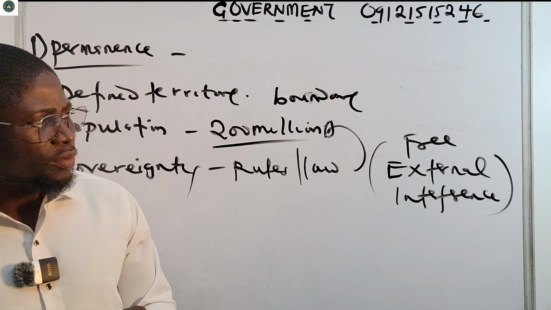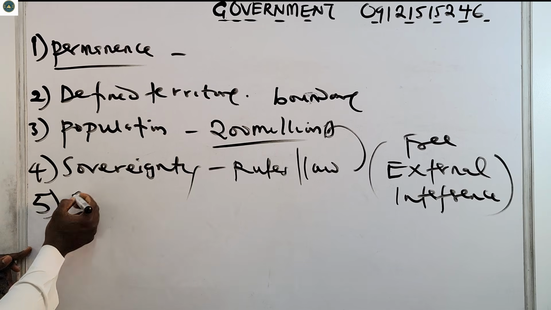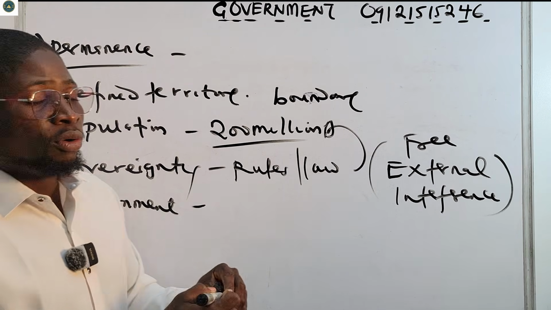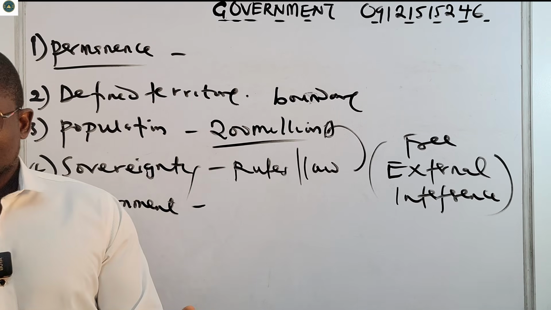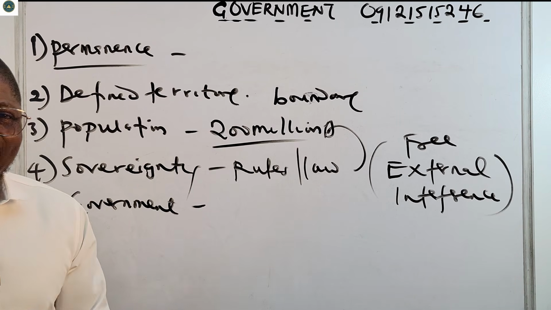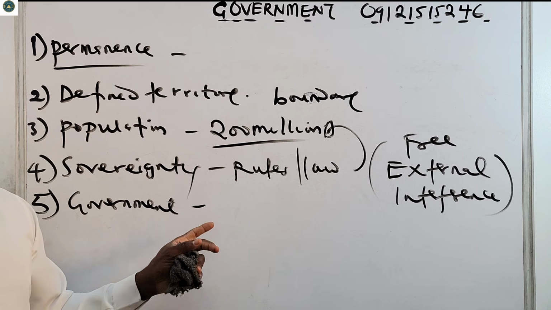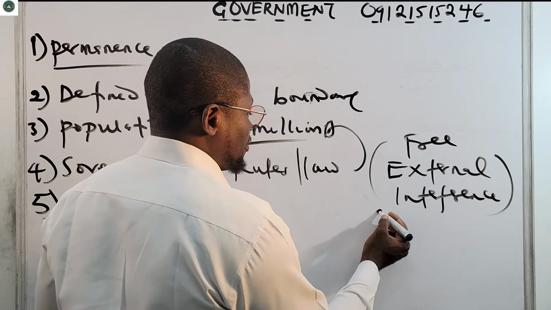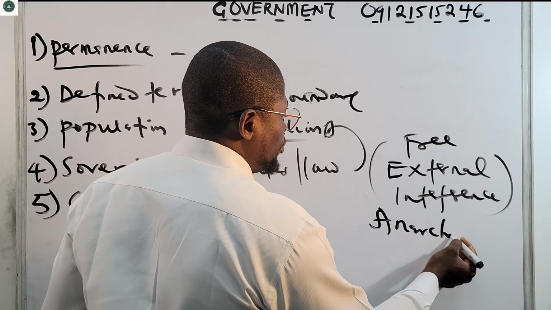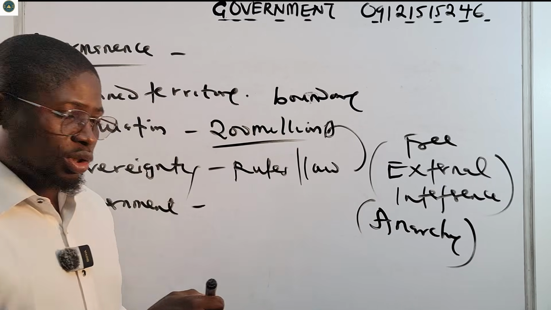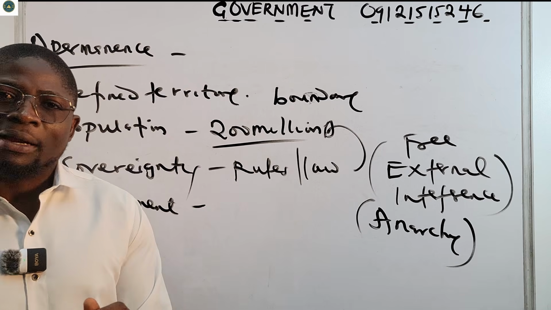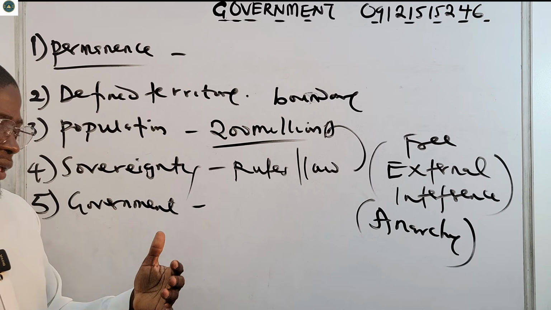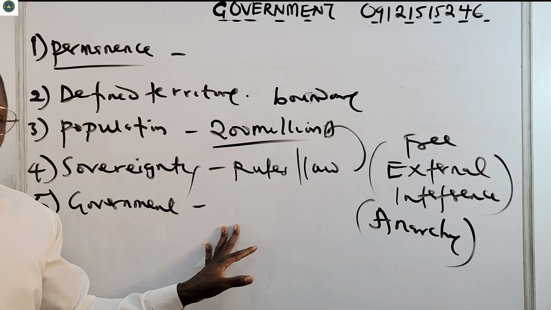Then number five, it must have a government. For a state to be able to make laws, it is this government that will do it. It makes laws that guide the general populace. Without laws, the state will be in a state of anarchy. There will be chaos if there's no government to maintain law and order. They make those laws and rules so that people will obey. So a state must have a government.